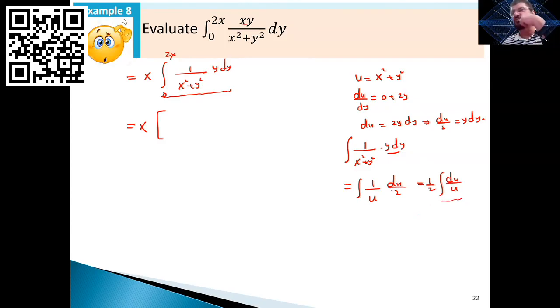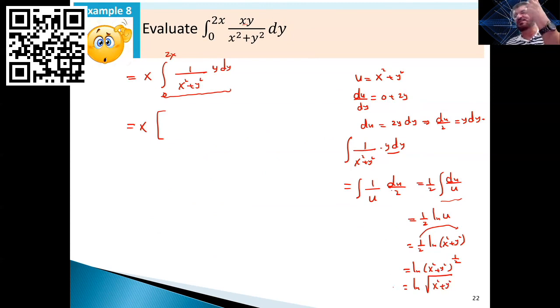You know that the integration of this one is ln u, isn't it? So this is half ln u. But what's u? U is x squared plus y squared. From the properties of logarithm, this comes here. So this is ln of (x squared plus y squared) to the power half. But we can write this as the square root of x squared plus y squared. This is the result of the integration. So this is ln of the square root of x squared plus y squared.